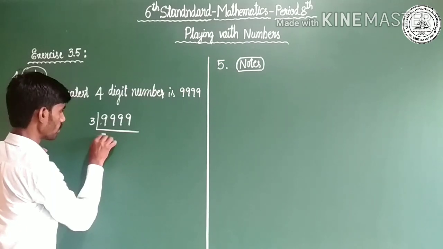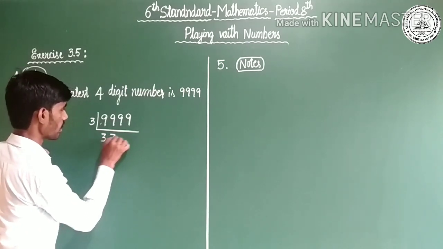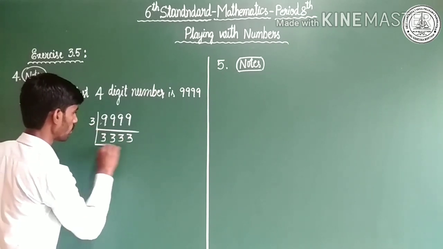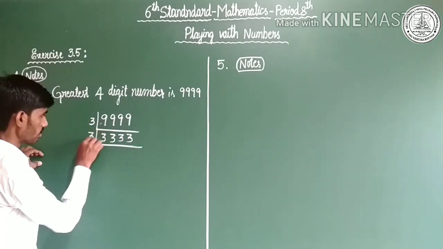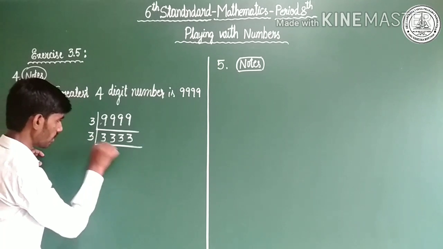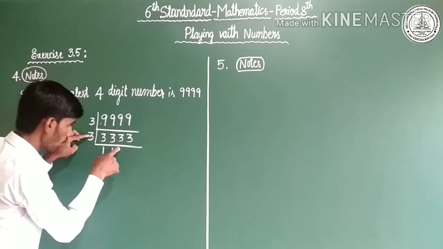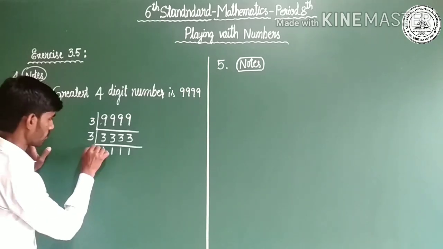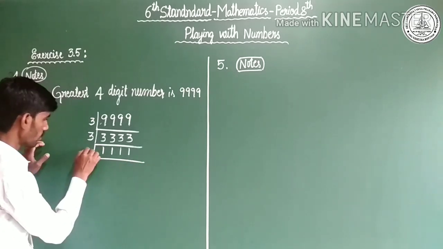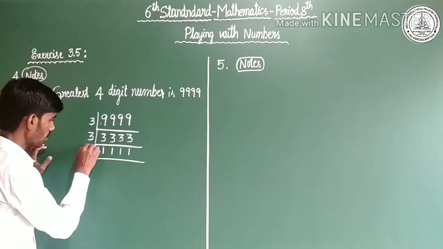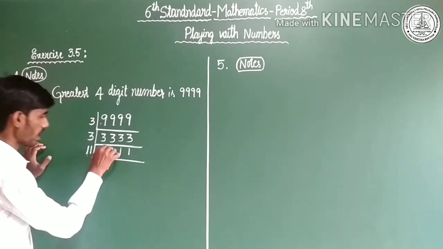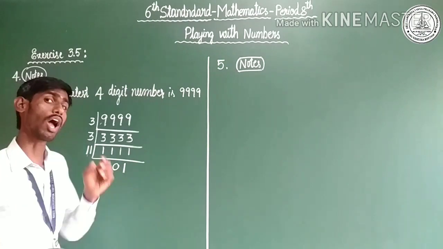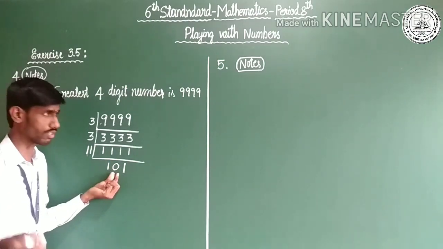3 nines are 9999. Next, 3 ones are 3, 3 threes are 9, so on. Next, 11 ones are 11, and here is 0. I think you have a doubt: Sir, how is it possible to get 0?